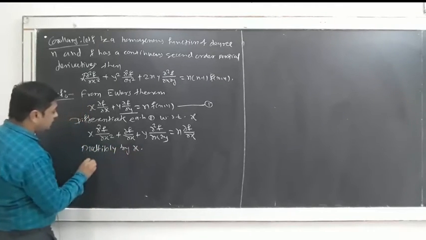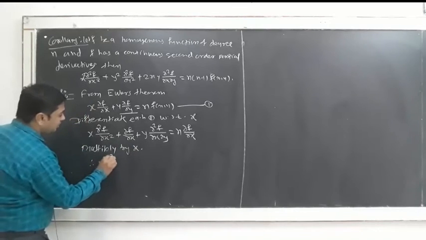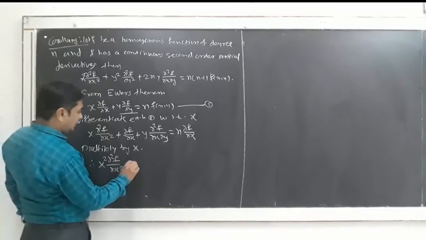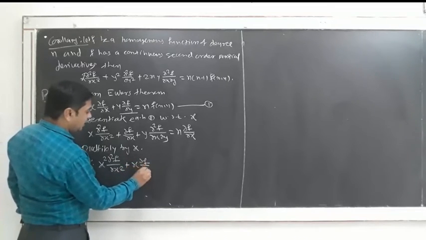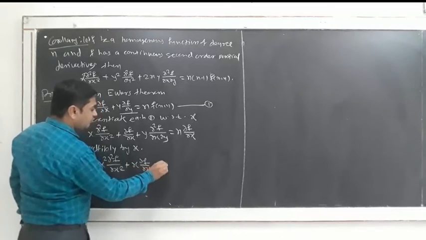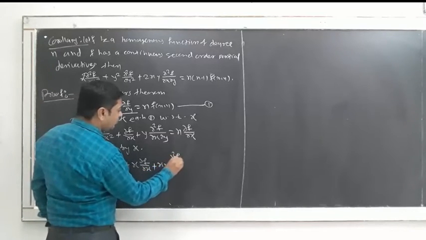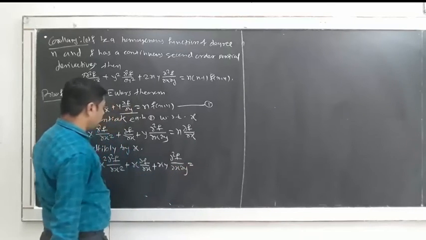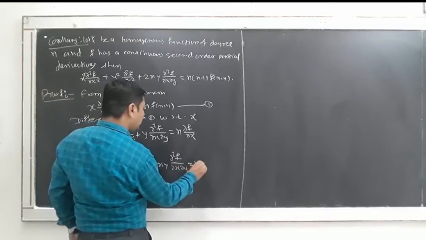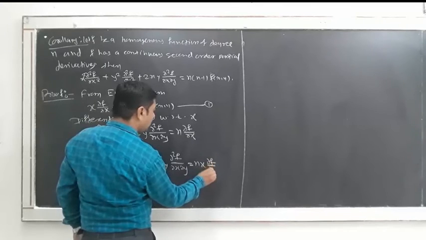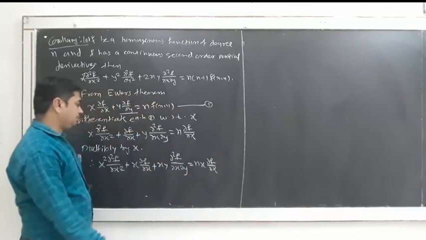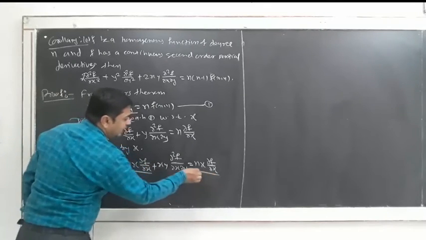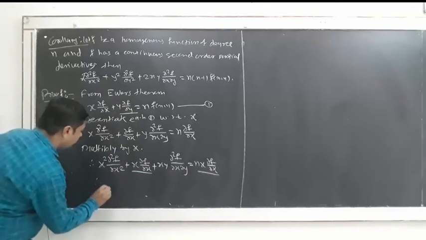So what are we getting here? x² ∂²f/∂x² + x ∂f/∂x + xy ∂²f/∂x∂y is equal to what? n into x ∂f/∂x. Now what we see here, these both are like terms, so we can do simplification.